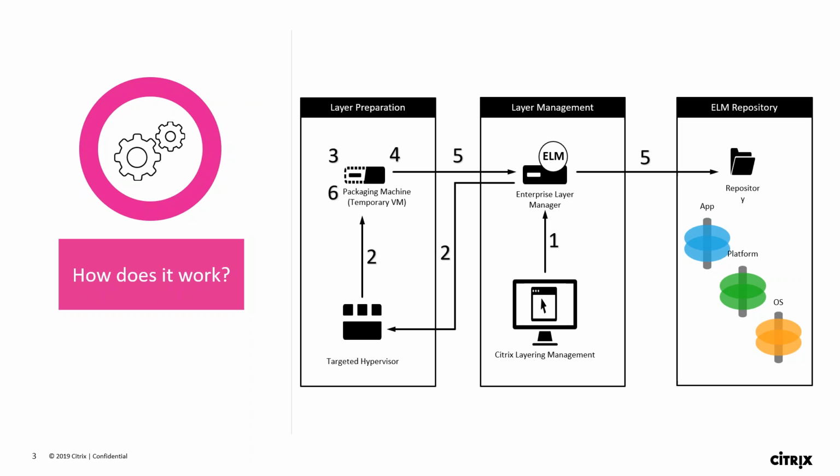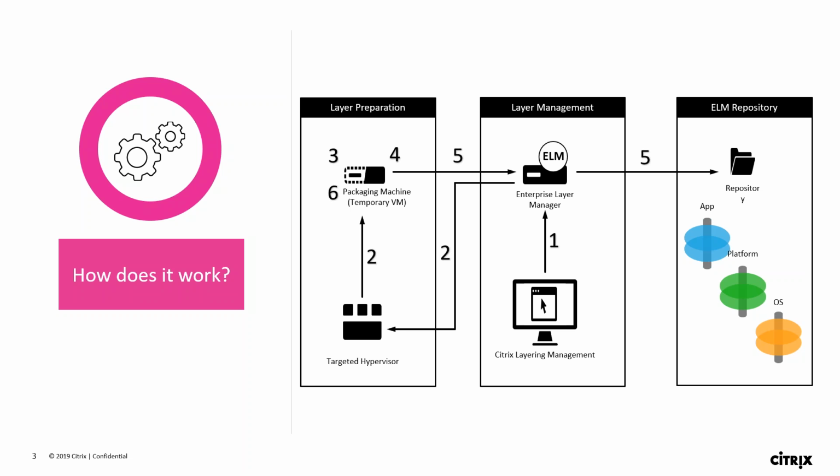But really, how does it work? Step one, you have the console, the Citrix Layering Management Console. It is what we use to manage the Enterprise Layer Manager. From within the Layer Management Console, you would start the process by choosing to create either an application layer, or maybe a platform layer, or an operating system layer. Step two, the ELM server then uses a connector to build the packaging machine. In other words, the ELM will talk to your hypervisor and create the packaging machine for you.